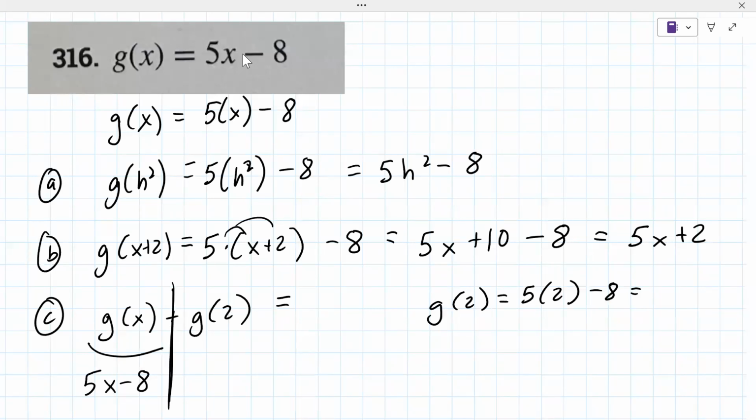How would I know that, if I just saw a problem? Just practice, seeing that they're separate things. So g of 2, you calculate like we did before. You have to put the number in for x. It ends up being 10 minus 8, which is 2.